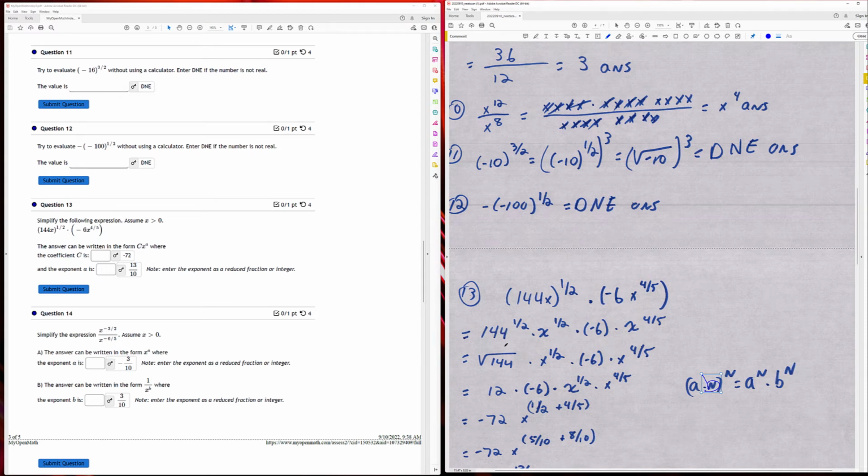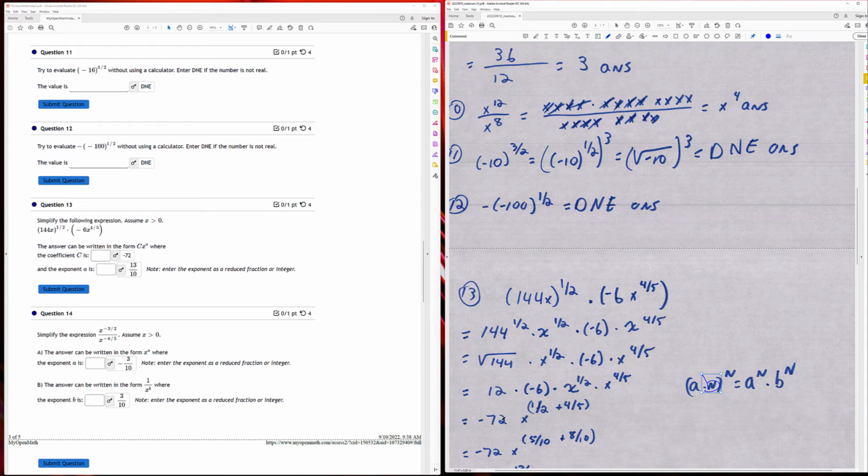So I have 144 raised to the 1/2 times x to the 1/2 times -6 times x to the 4/5. So that 144 raised to the 1/2 is the square root of 144. And I have -6 here, so I rewrote them. Square root of 144 is 12 times -6 times x to the 1/2 times x to the 4/5. They have the same base, have different exponents. I rewrite them so I can add them together.